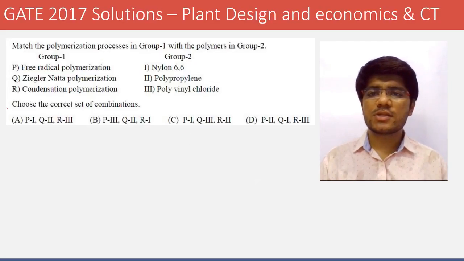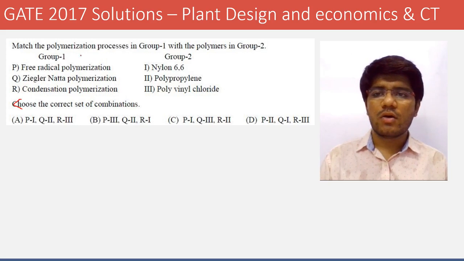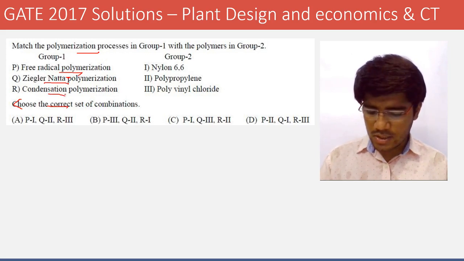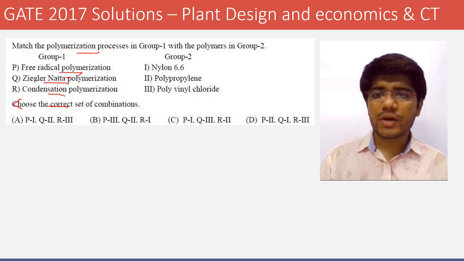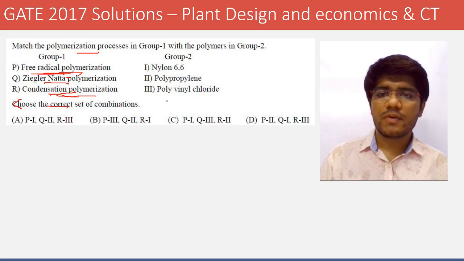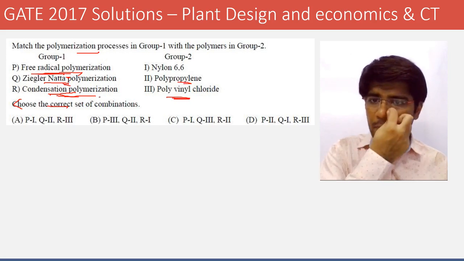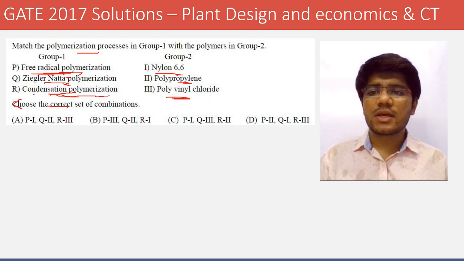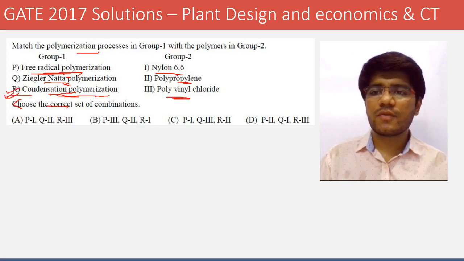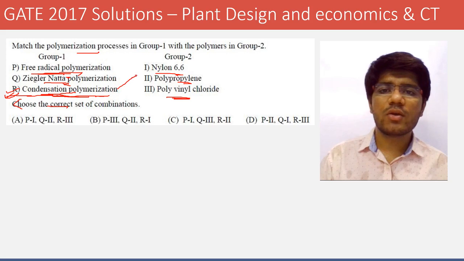So now the next question is match the following. Now for the polymerization process it is given. So we need to find the correct set of combination. The first is free radical polymerization, second is Ziegler-Natta, third is condensation. So we know that free radical polymerization occurs for PVC, and Ziegler-Natta is for polypropylene. Condensation polymerization occurs for nylon. This is the basic thing that we found. The condensation polymerization is used for nylon 66.